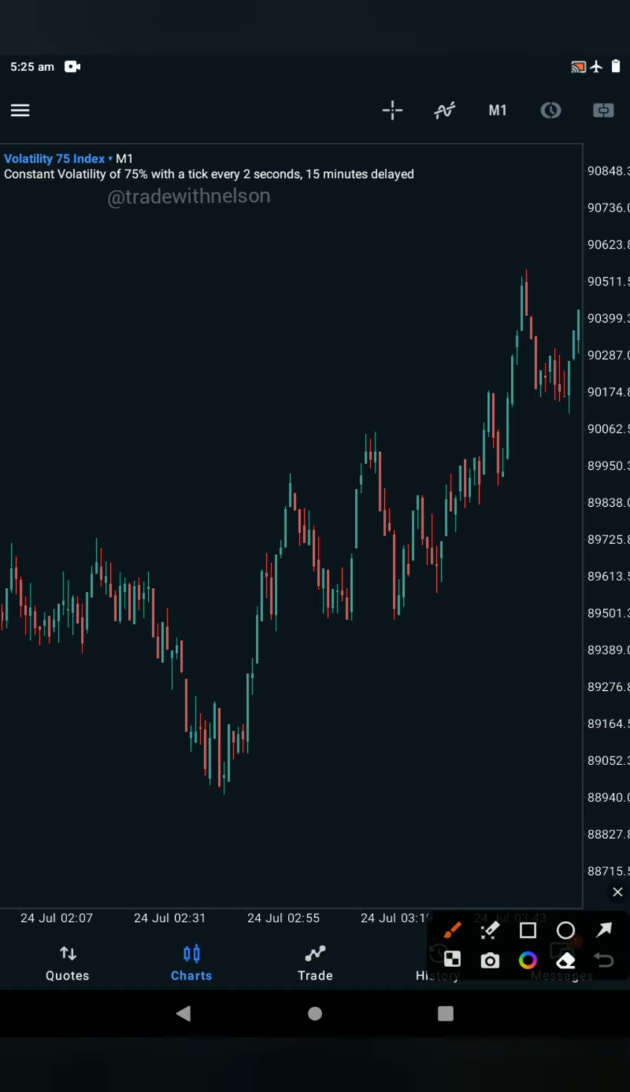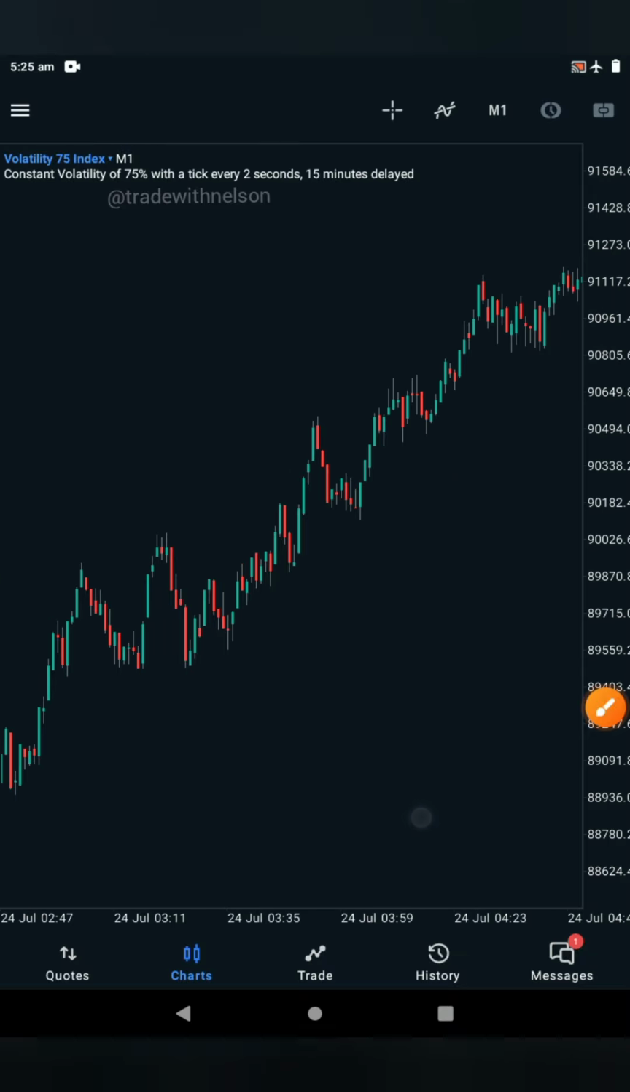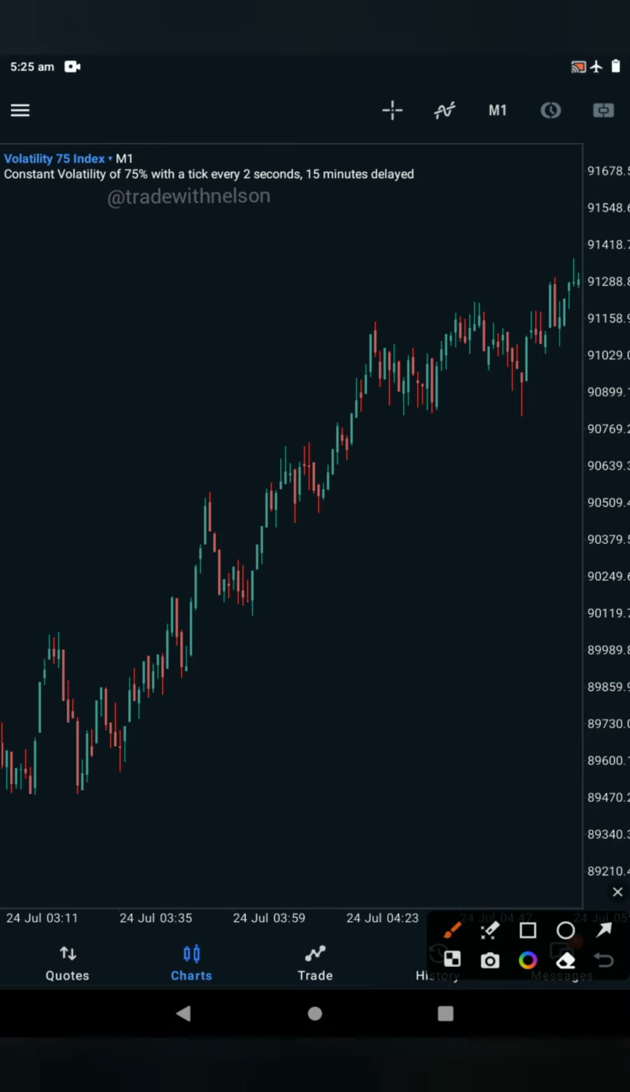If you look carefully at my chart, this is Volatility 75 and this is the 1 minute time frame. This strategy works on all the volatility indexes. Before I explain how the strategy works, let me quickly show you the settings of my indicators.